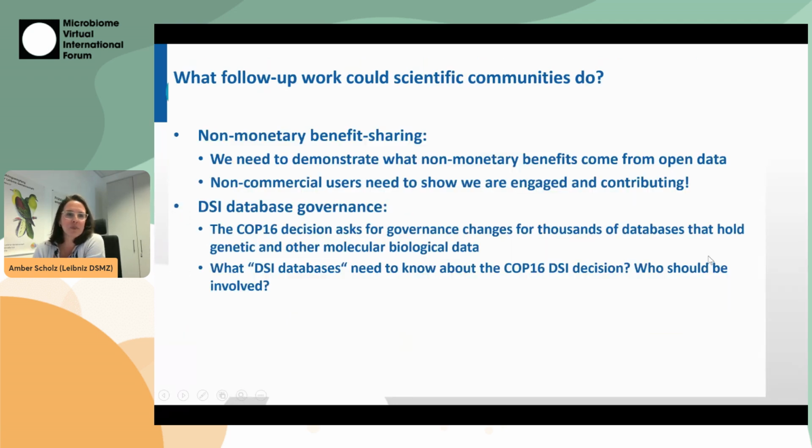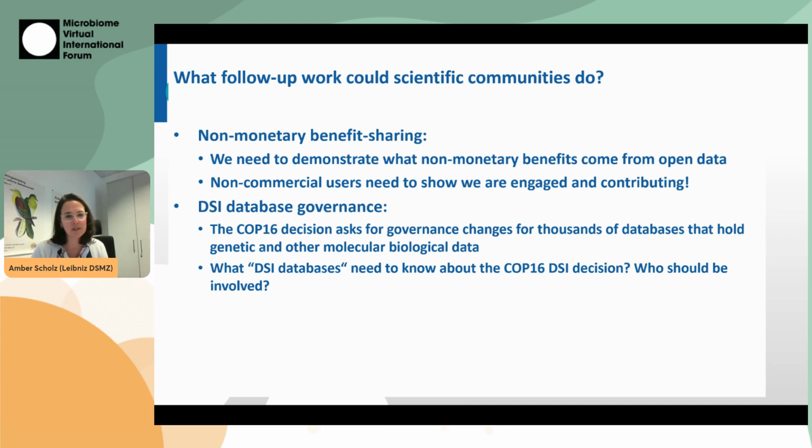And as a final note, just what else can be done here? There are still 2 topics for non-commercial users of digital sequence information that are needed. Number 1, on non-monetary benefit sharing. This was given no attention at the negotiations. We need to demonstrate what non-monetary benefits come from open data, from open DSI, and we need to count that. We need to show that we are engaged in contributing, because if things don't work and if parties someday come to new agreements, then it is very likely that the academic exemption from paying could be reconsidered.